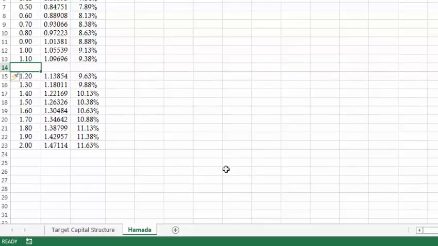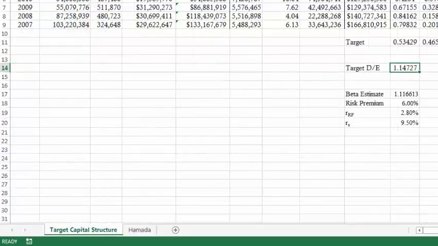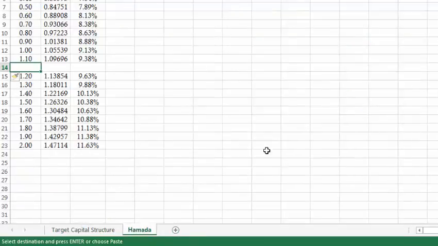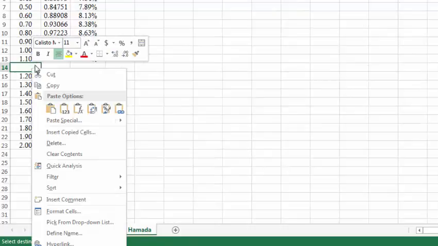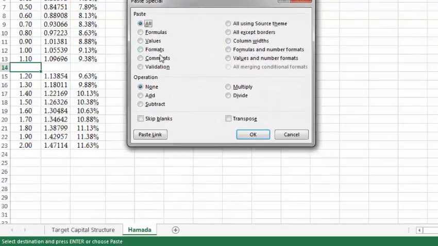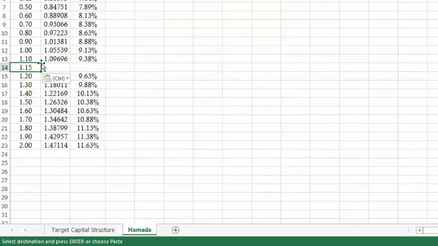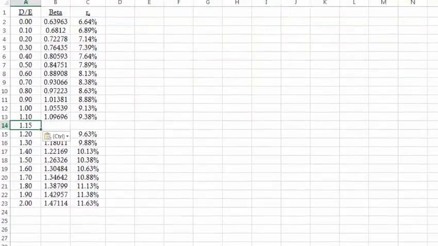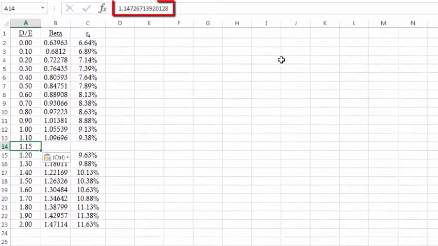I'm not going to type in 1.15. I'm actually going to go back over to my target DE and copy it. Come back over here and paste special. And I'm going to tell it I want the value. It says 1.15, but you'll notice up here it actually says 1.147 and a whole bunch of junk.